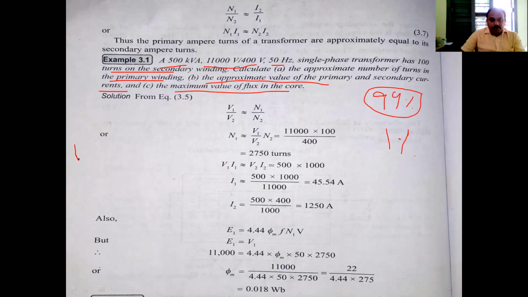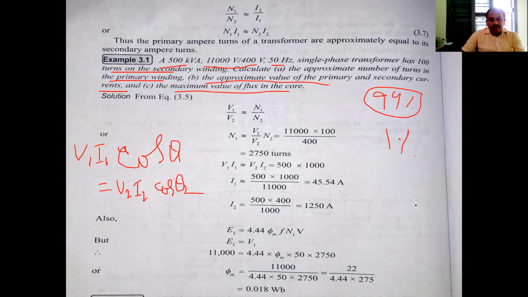So the input power of the transformer is given by V1 I1 cos theta 1, and this is equal to V2 I2 cos theta 2, the output power, for a single phase transformer. So cos theta 1 and cos theta 2 differ because of impedance drops.